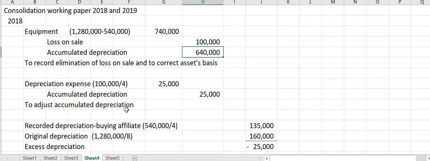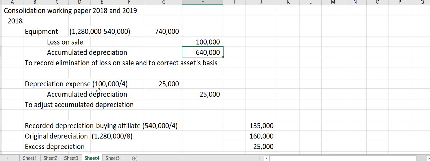Okay, then to adjust the depreciation, since we do have a 100,000 loss, this is actually the amortization of loss. So since we do have 100,000 as a loss, then we have 4 years remaining useful life. So 100,000 divided by 4, that's actually our amortization of the loss.